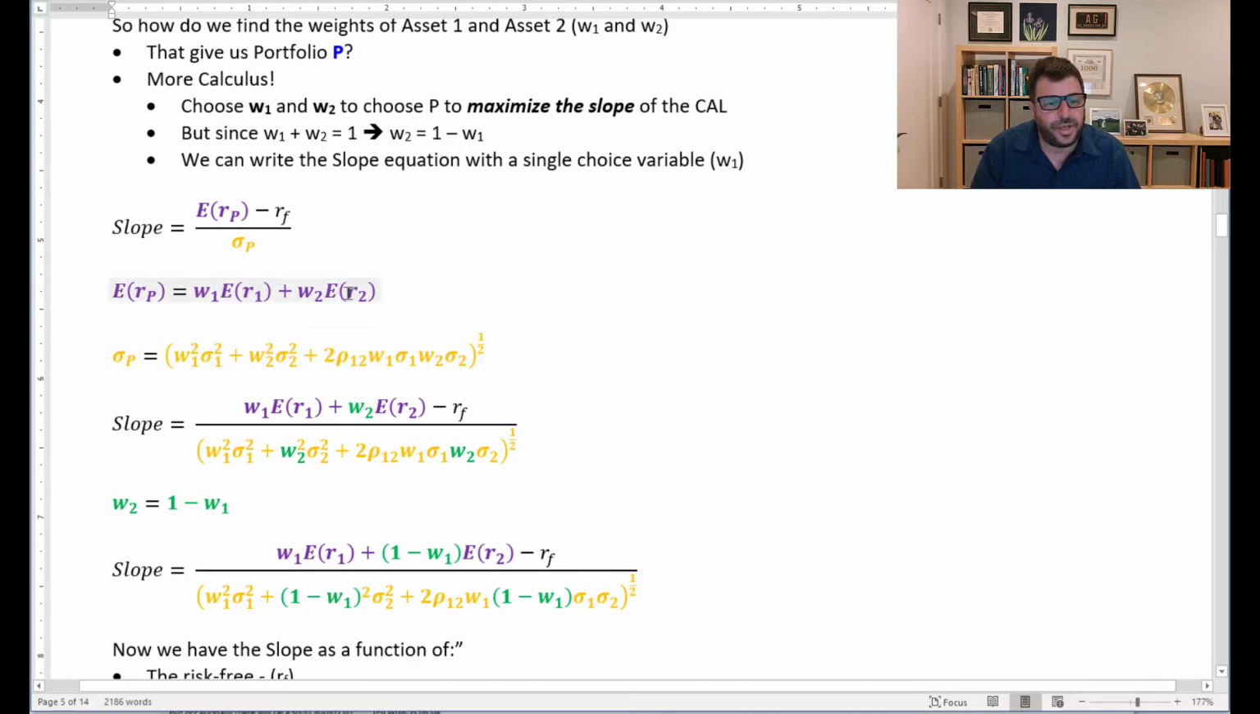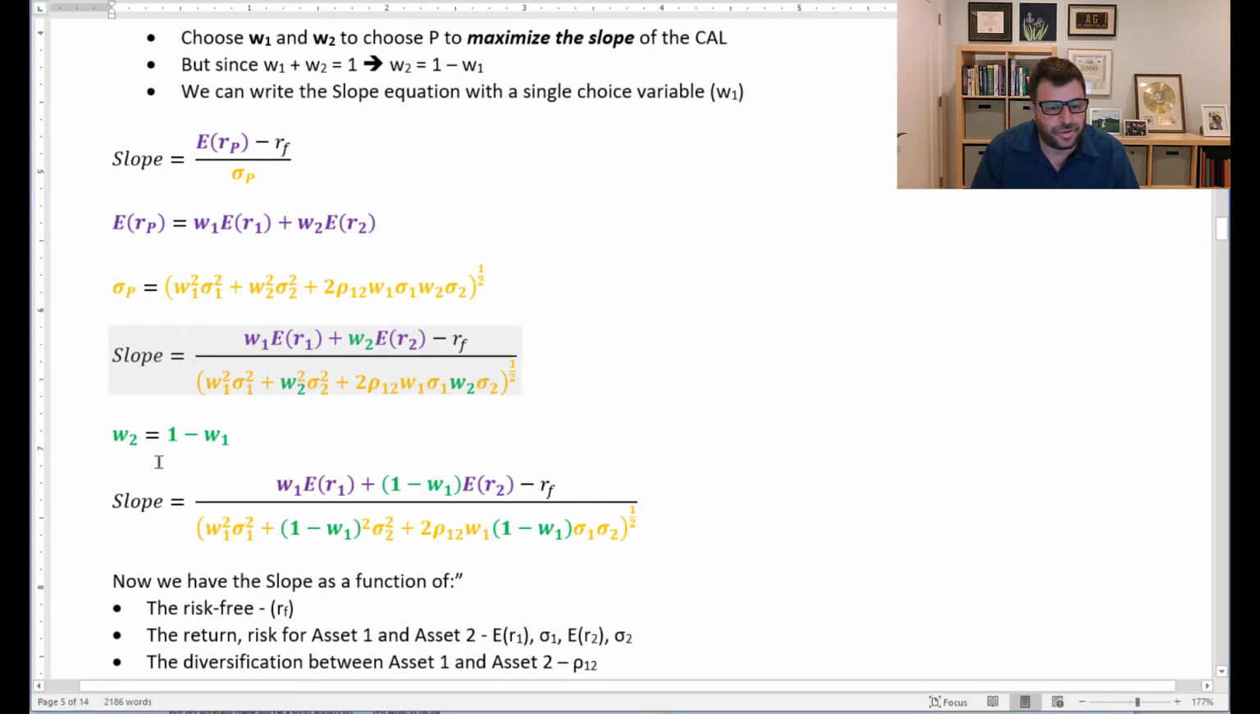And so substituting in the purple for the purple and the yellow for the yellow, I end up with this equation. And also noting the places where W2 shows up, I can substitute those out as well. And so now I have the slope equation as a function of a single choice variable W1 and our investment universe, which is the risk of one, the return of one, the return of two, and the risk-free, the risk of one, and the risk of two, and the relationship between them.